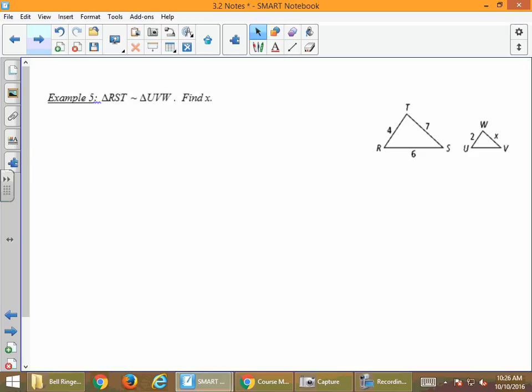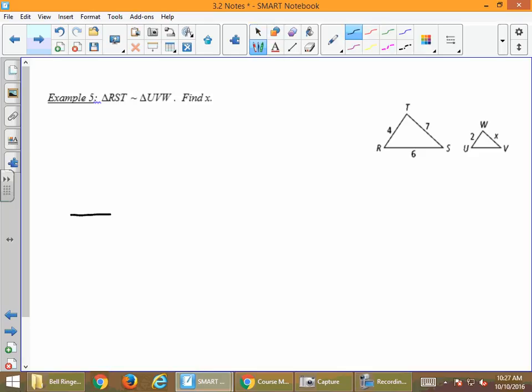Last one. Quick one. For example 5, we know that these figures are similar. We use that to help us set up this problem. We want to find x. And in this unit, 90% of the time, this is what you're doing to solve problems. You're setting up a proportion. There's that small 10% where we'd be setting things equal to each other. 90% of the time, you're setting up a proportion, you're cross-multiplying, and you're solving for x. Okay?